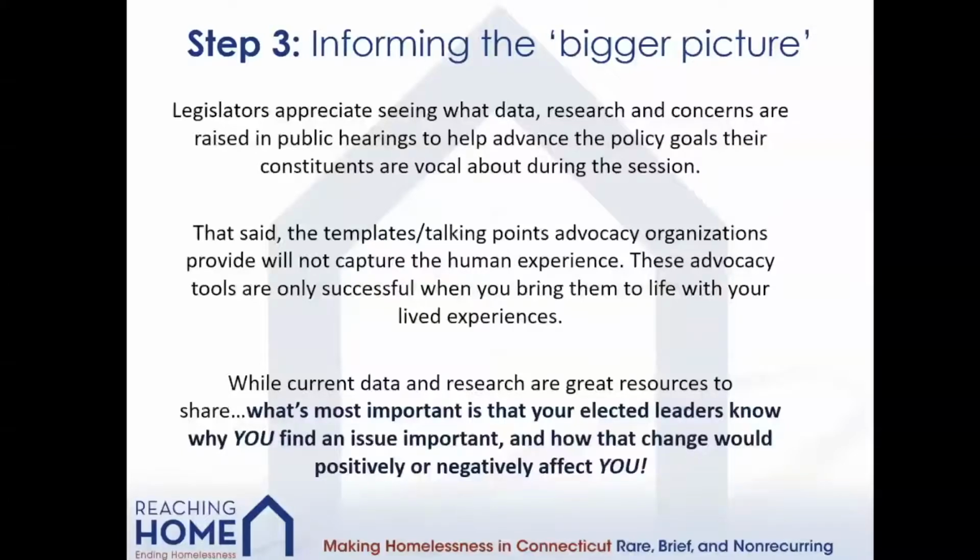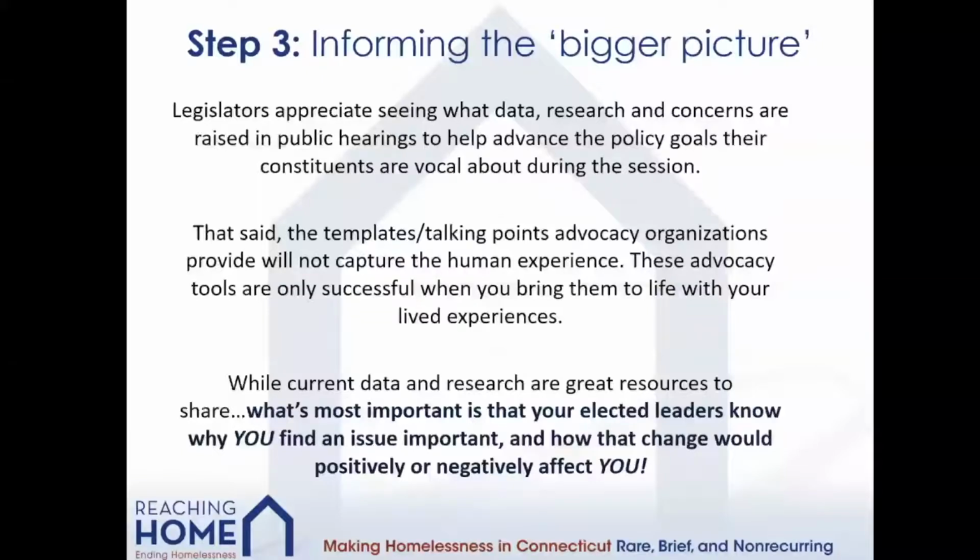Step 3 is helping to inform the bigger picture. Legislators are thinking about their districts, but they're also thinking about the state that they represent. This means that they appreciate being able to see what data, research, and concerns are being raised in public hearings, and what their constituents in particular are vocal about during the session. As I said before, your representative leader is most responsive to the folks in their district, to what you are experiencing in your community. So it's really important that they're hearing from you and also that they know what problems you're facing.